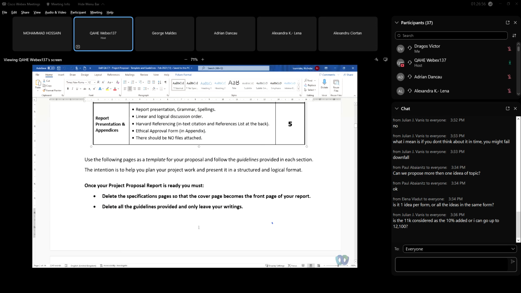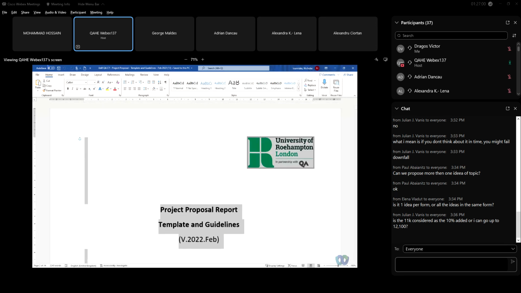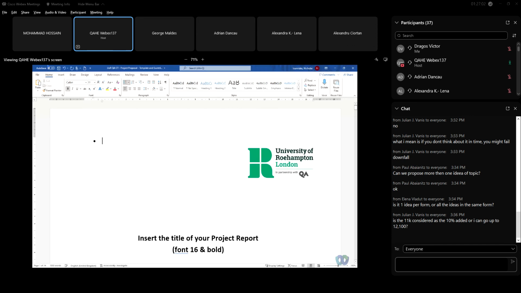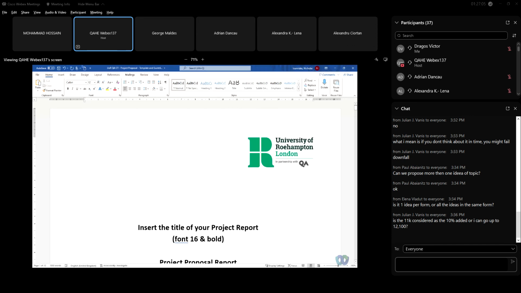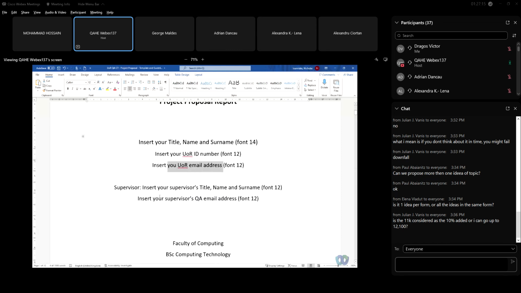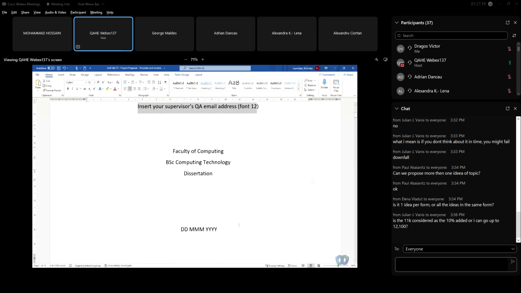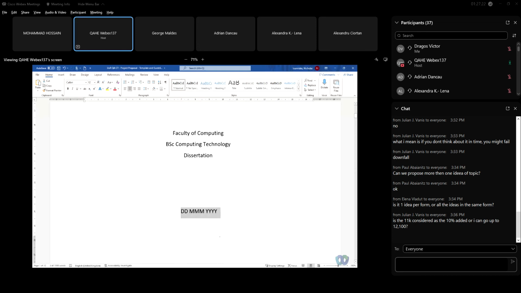So when you come back here and you click there and you go all the way to the top and you delete this, here is the cover page of your proposal, right? That's where you put your title. This is name and surname, your Roehampton ID, your Roehampton email. This is who your supervisor is, and that's the supervisor's email. And then the date that you're submitting.